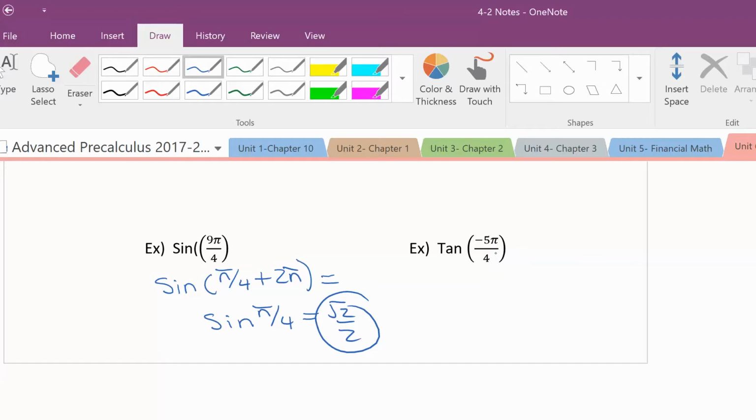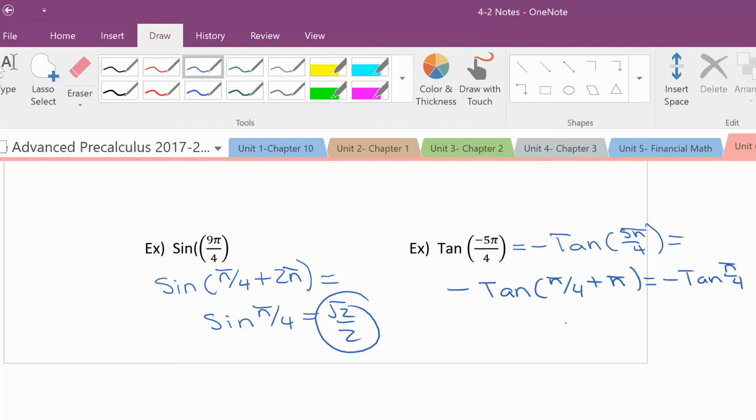For tangent of negative 5 pi over 4, remember that tangent is an odd function, which means that's going to be the opposite of tangent 5 pi over 4. Since the period is pi, 5 pi over 4 is pi over 4 plus pi, which means it's the opposite of tangent pi over 4. Since tangent pi over 4 is 1, it's -1.